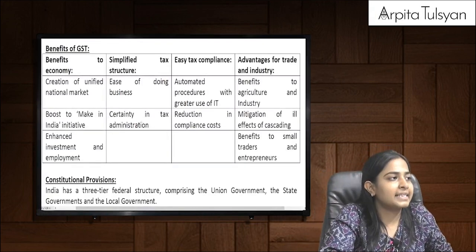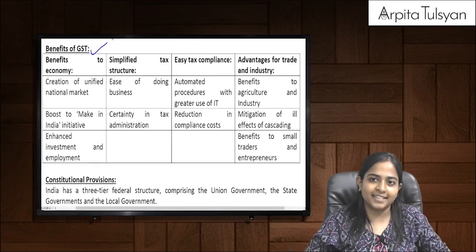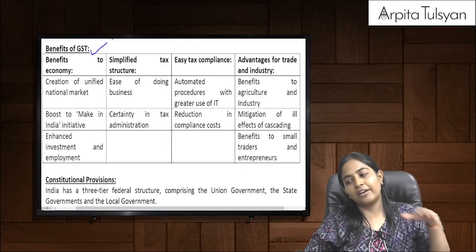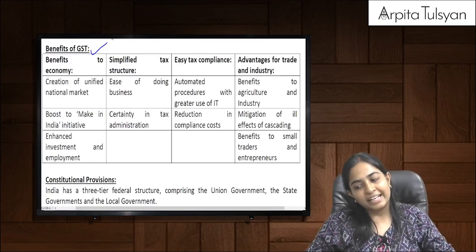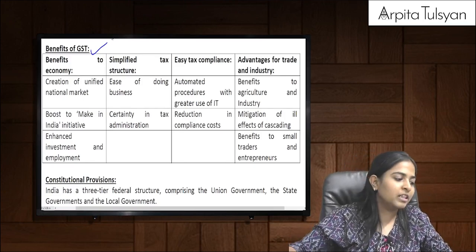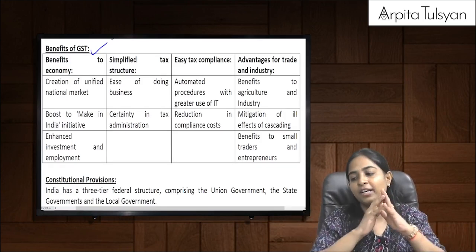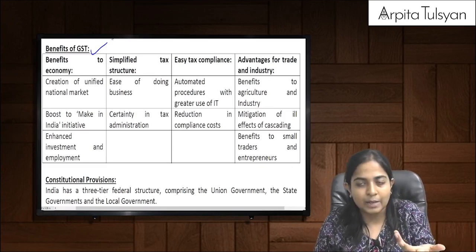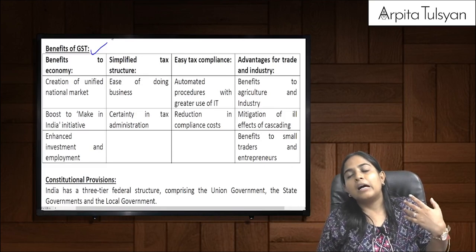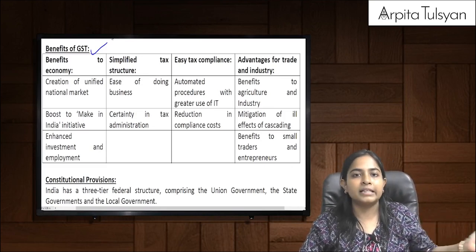Okay, the next thing is something again very general, that is benefits of GST. They have divided it into four parts. First of all, is it helping the economy? Definitely, GST was launched with the motto One Nation, One Tax, because they wanted to eradicate all the other indirect taxes. They have tried to, to some extent, yes. But still some taxes remain, like we studied about tobacco, we studied about drugs, etc.